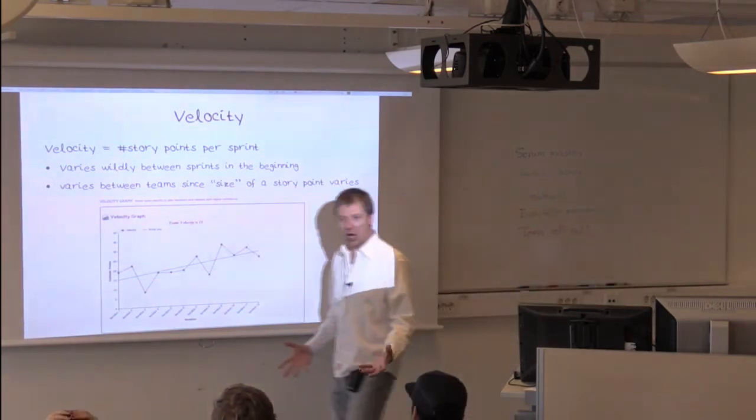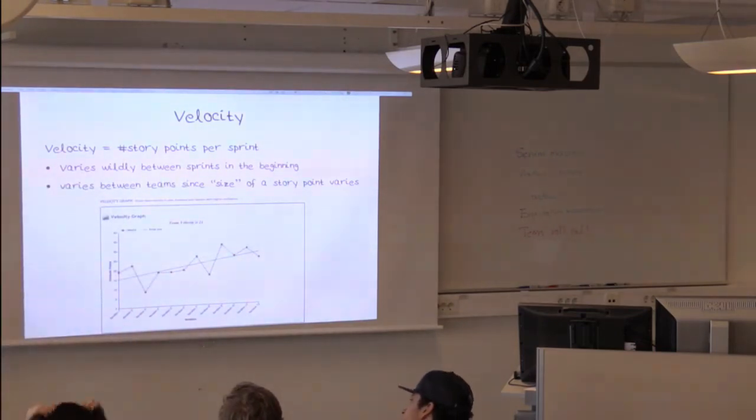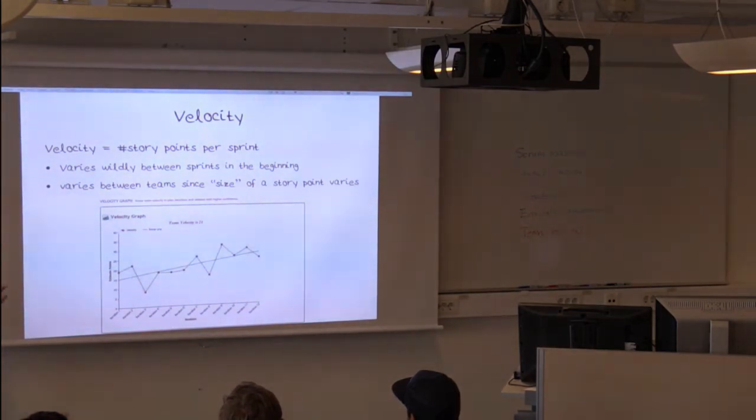velocity. The velocity is the number of story points that a team is pulling off per sprint, per iteration. Right? So you pick a number of stories. They have story points associated with them. If you manage to pull those off, then that's the number of story points that you pulled off for that sprint. Right? Now imagine doing this the next sprint again, and the next sprint again, and the next sprint again.